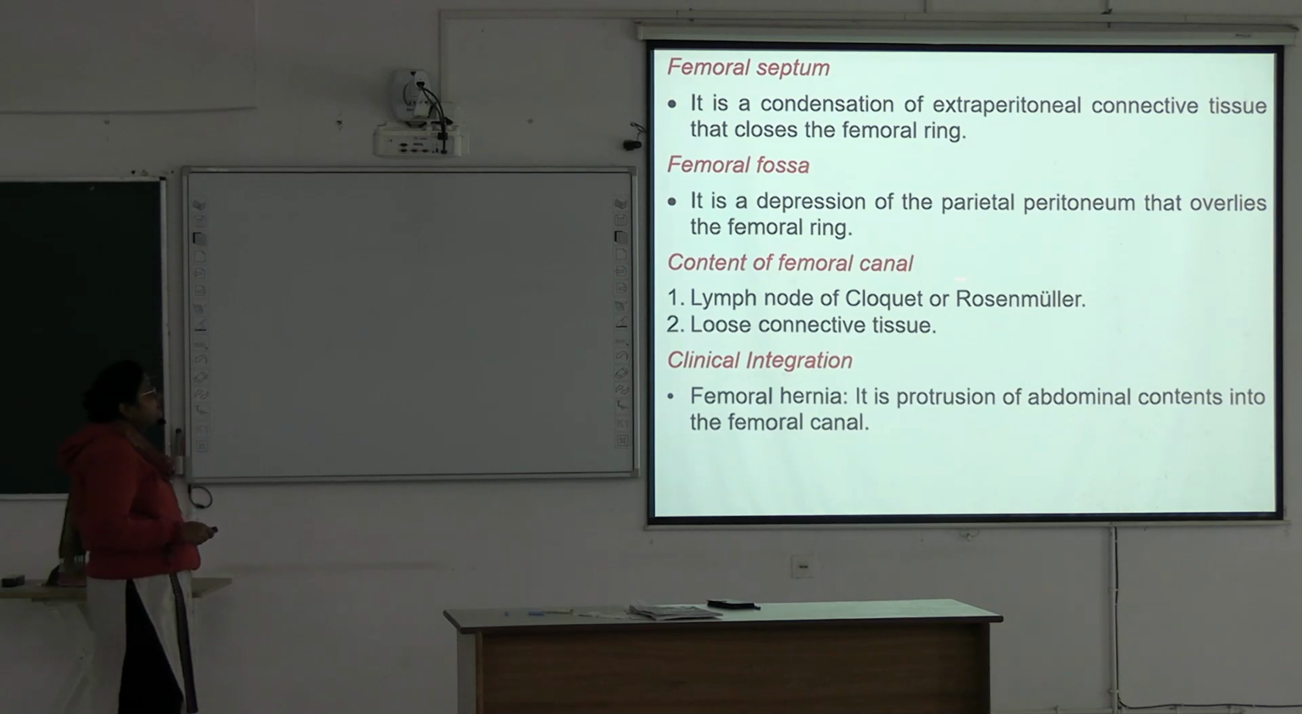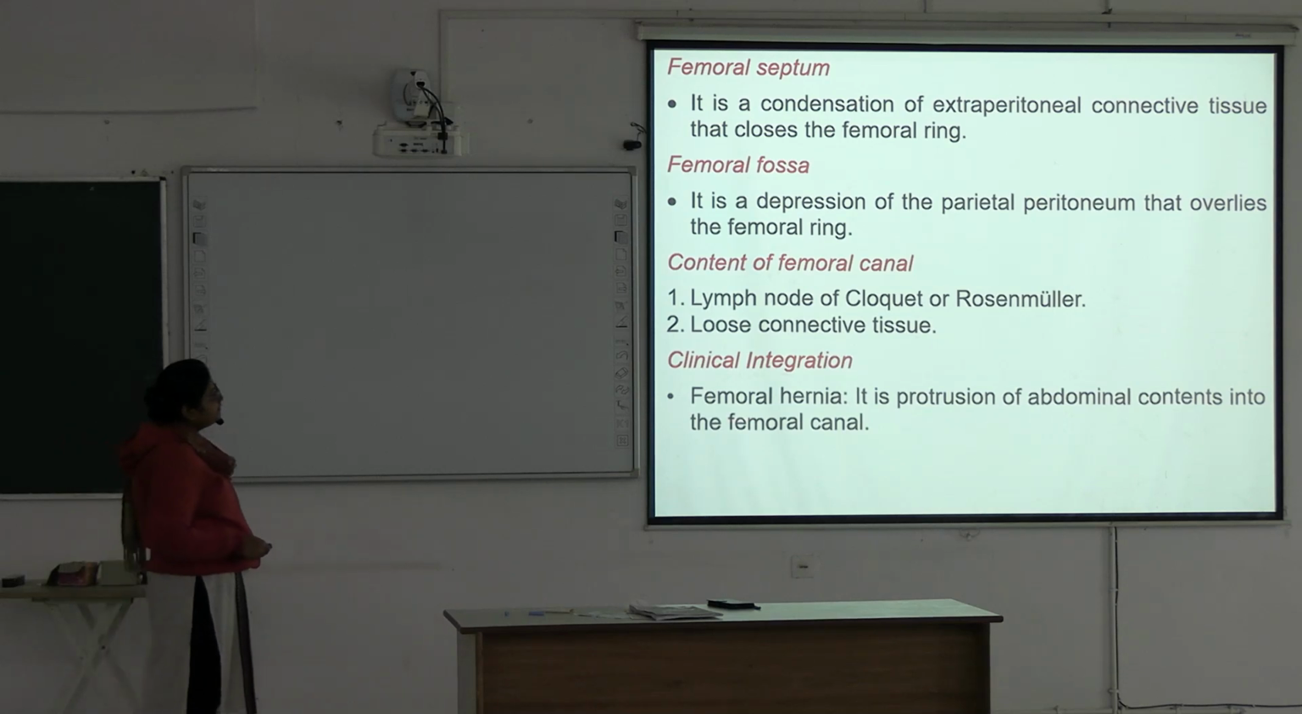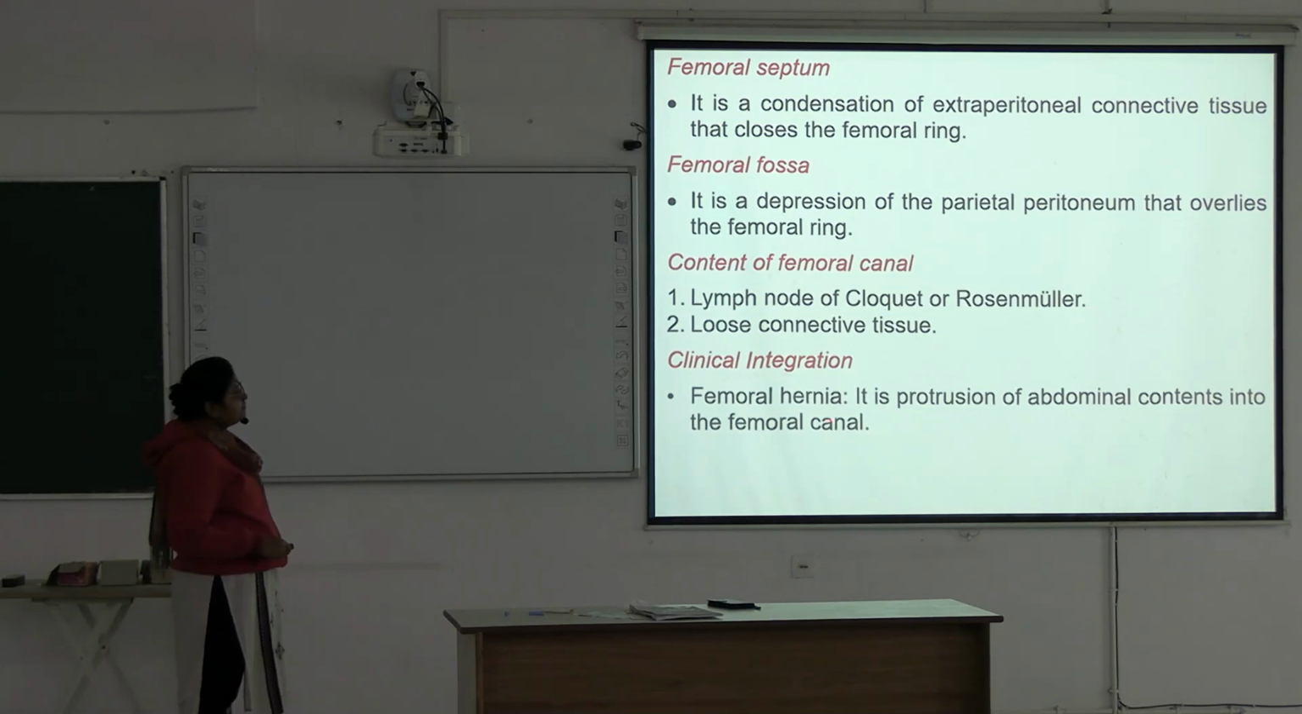What is the content of the femoral canal? Lymph node of Cloquet or Rosenmuller and loose connective tissue. These two are the content of the femoral canal. What is the clinical integration? Femoral hernia. What is femoral hernia? It is protrusion of abdominal content into the femoral canal. That is known as femoral hernia. This is the definition. Next.